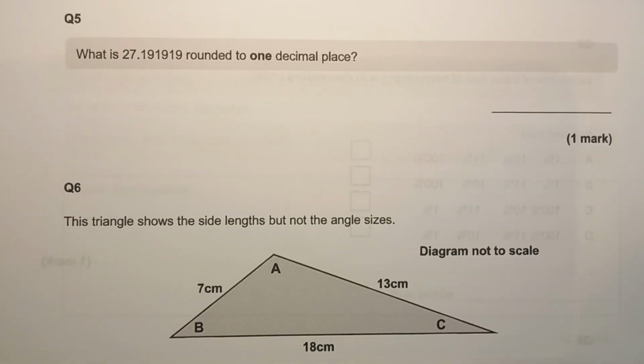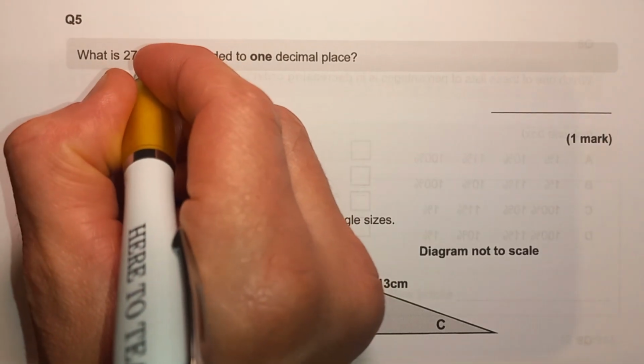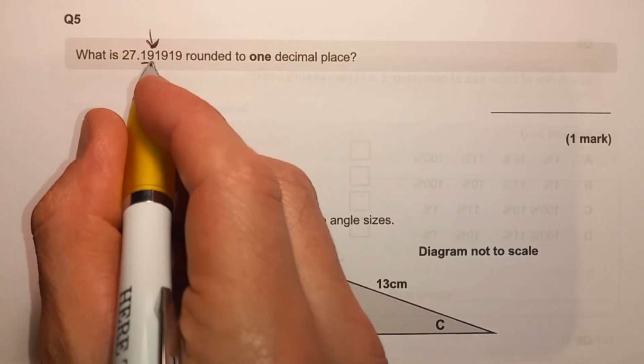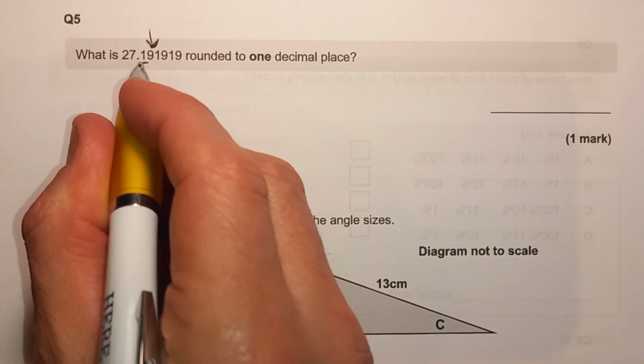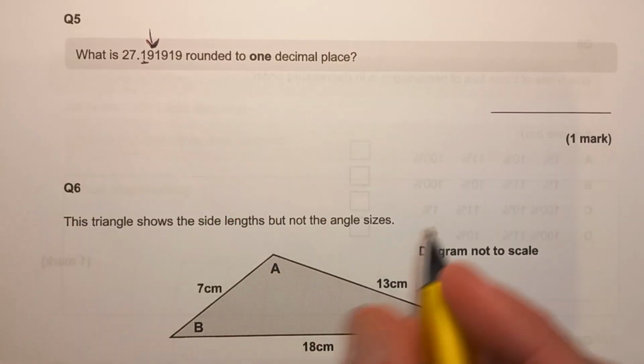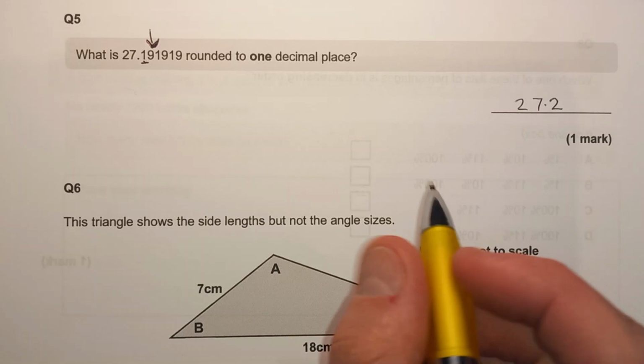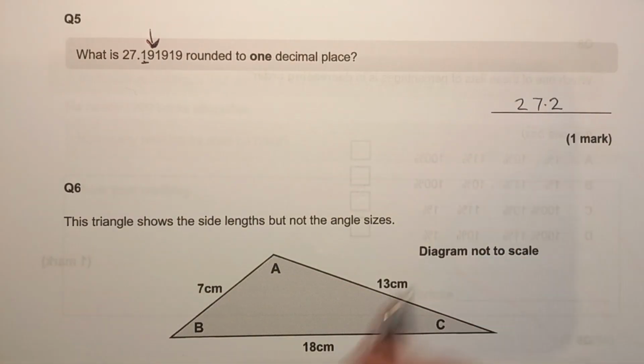Question 5. What is 27.191919 rounded to 1 decimal place? Well, that's our first decimal place. So we look at the digit after it, which is the 9. If it's 5 or more, we need to increase 1 to the previous number. So that is going to become 27.2. We've got 1 decimal place in the answer.